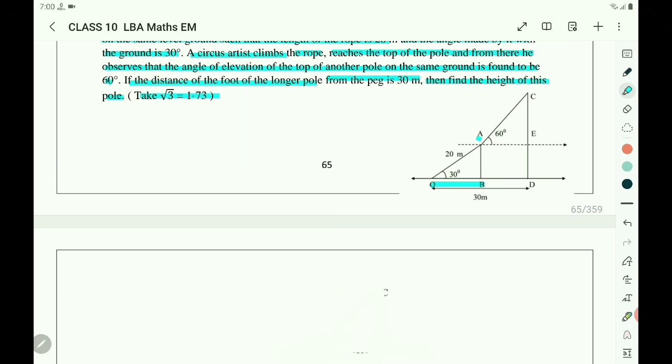BO can be obtained by using the trigonometric ratio with opposite side by adjacent side, or adjacent side by hypotenuse. Because once you get AB, you can use any trigonometric ratio, either opposite side by adjacent side or adjacent side by hypotenuse, tan theta or cos theta. After getting BO, you can get BD. How will you get BD? Subtracting BO from 30 meter.